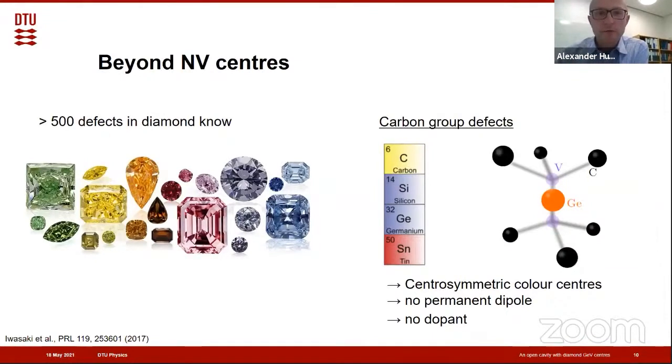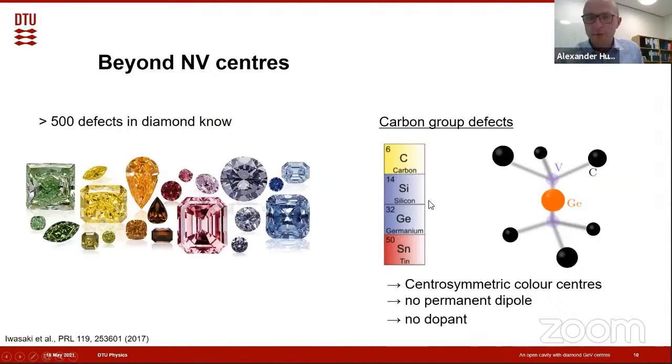maybe there are a few of them which also have very interesting optical properties. Looking at the carbon group elements, there is a set of color centers which are known as the silicon, the germanium, or the tin vacancy center.